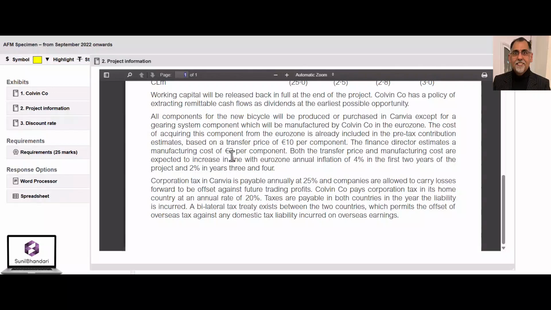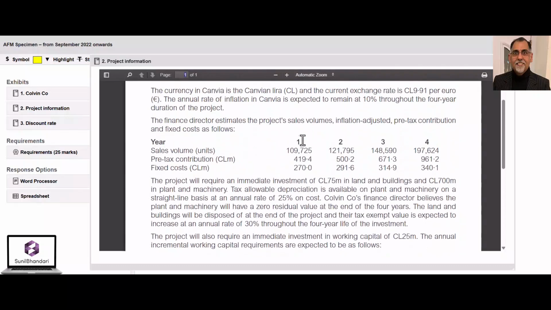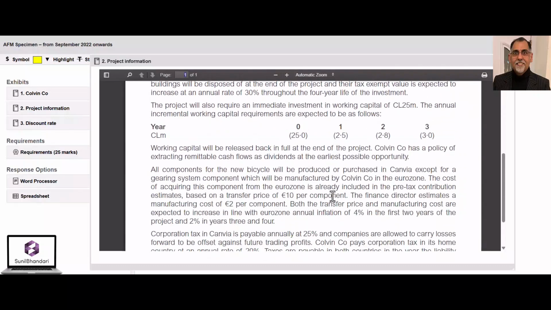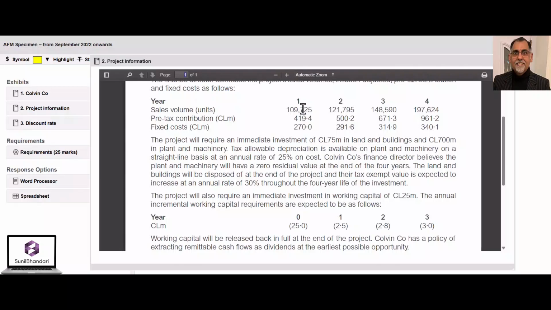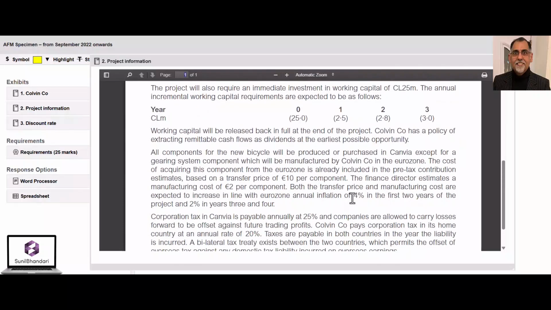So once I've converted their currency back into my currency, do I have any additional flows in my country? Yes, I do. I have 8 euros multiplied by the respective quantities as a profit earned in my country. Both the transfer price and manufacturing cost must increase in line with inflation in the Eurozone of 4% for the first 2 years and 2% for years 3 and 4. So that means that when I work out, for example, the contribution in euros in year 1, it's going to be a difference of 8 multiplied by the quantity multiplied by inflation for 1 year of 1.04.